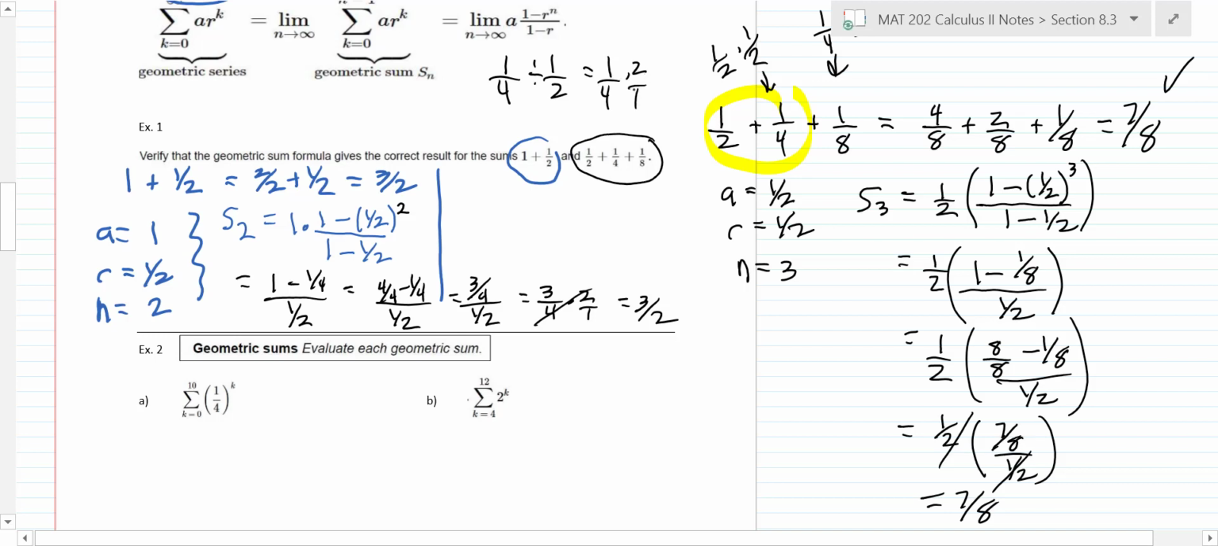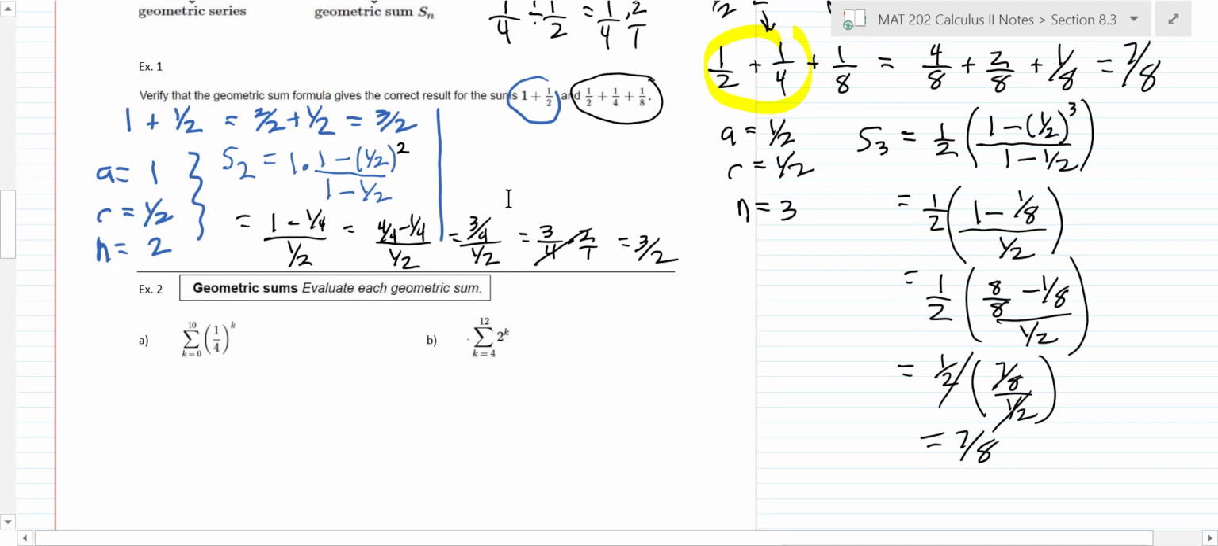Because there's going to be times when you'll easily see what R is, and sometimes you won't. So if you can't see it, then do that. Pick a term and divide by the previous one. And that'll work pretty much always? Yeah, as long as it's a geometric series, it's always going to work. If you take any term and divide it by the previous term, that's going to be R. Always. That never changes. R is always a constant.